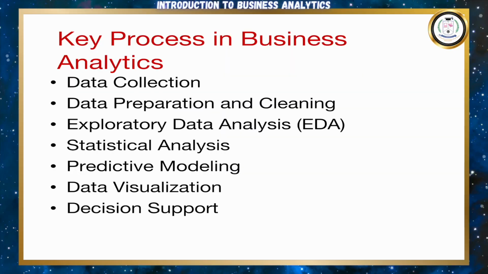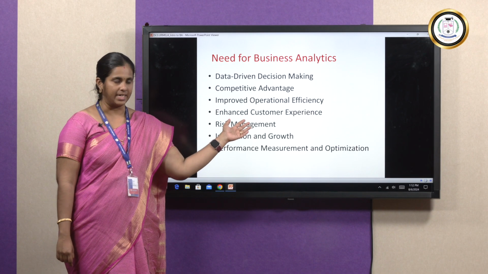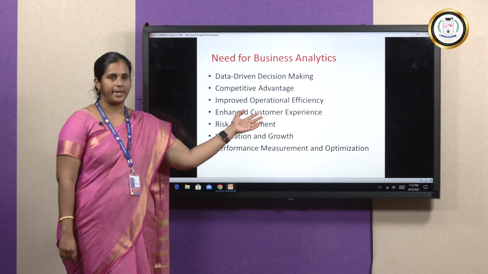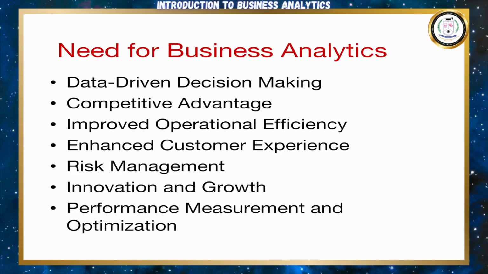So these are the 7 points with respect to key process. And the next topic is need for business analytics. In this there are 7 needs they have listed. Starting from the first, which is data driven decision making. Second one, competitive advantage. Third one, improved operational efficiency. Fourth is enhanced customer experience. Fifth is risk management. The sixth is innovation and growth. And the last one, which is performance measurement and optimization.